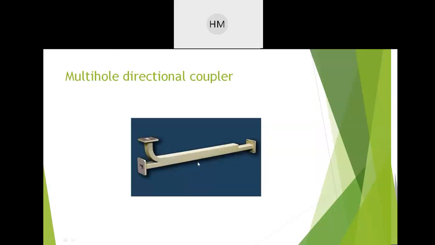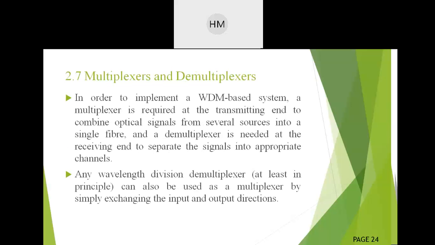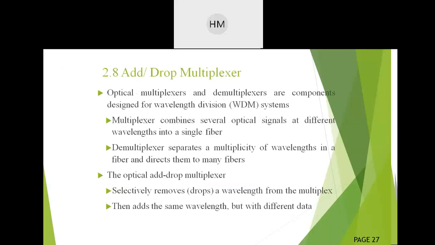See students, we have seen this directional coupler P0, P1 and P2. So how much power will be coupled between the first and the second port? That is shown over here. If I am operating my optical fiber at 1300 nanometer wavelength, the maximum output will be available at output P2, and the output at port P1 will be available at 1550 nanometer wavelength. However, it is suitable only for a few wavelengths that are far apart, not good for DWDM. Couplers cannot be used nicely for DWDM, multiplexers and demultiplexers.